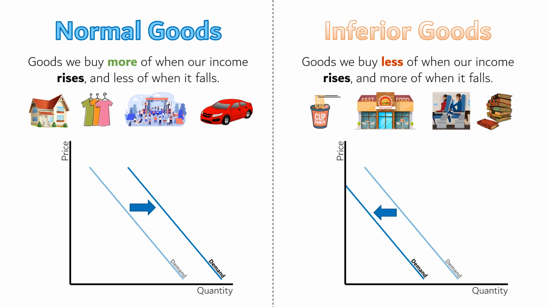So we can see that income is an important determinant of demand. But how demand shifts when income changes depends on what type of good we are dealing with.